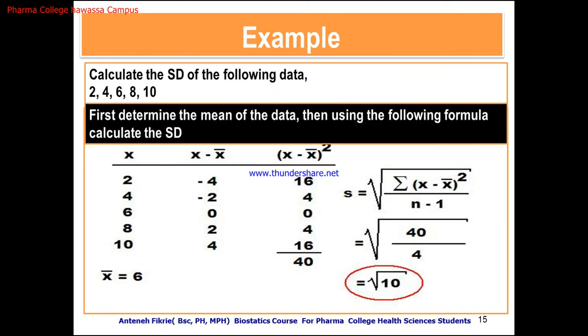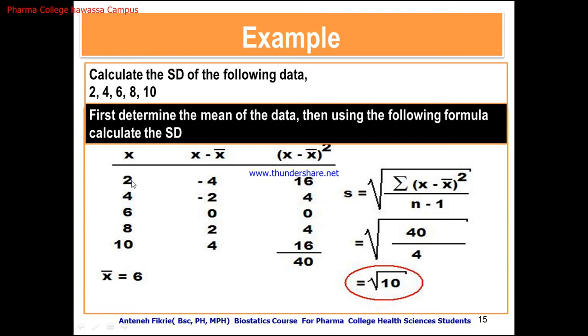So how can we determine the standard deviation? For example, calculate the standard deviation of the following data: 2, 4, 6, 8, 10. First, we need to determine the mean, then use this formula to determine the standard deviation. The mean is 6. The next step is each individual observation minus the mean.